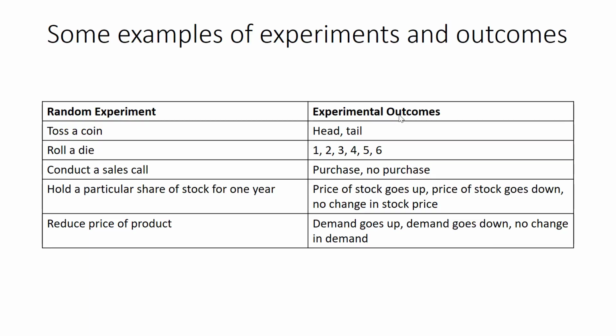And the third and last example here is to reduce the price of a product. This is a pricing policy in marketing, and the outcome can be that the demand goes up. Usually what we expect to see when we reduce the price of a product is that the demand goes up. But markets are weird things, so we do not always know what's going to happen in advance. So the outcomes can be that the demand goes up, goes down, or does not change. These are some ideas of what you can define as experiments and outcomes. The possibilities here are literally infinite.